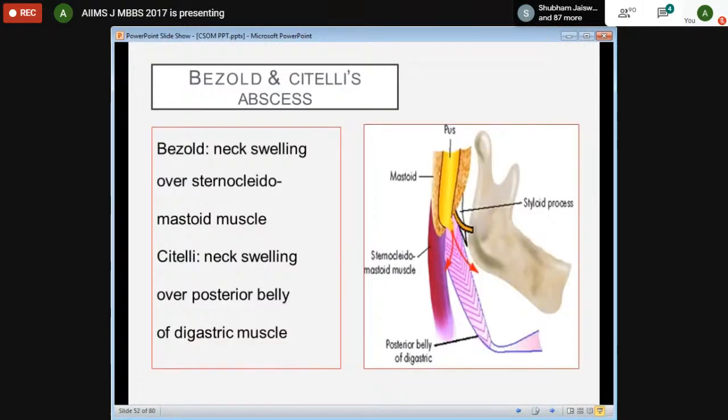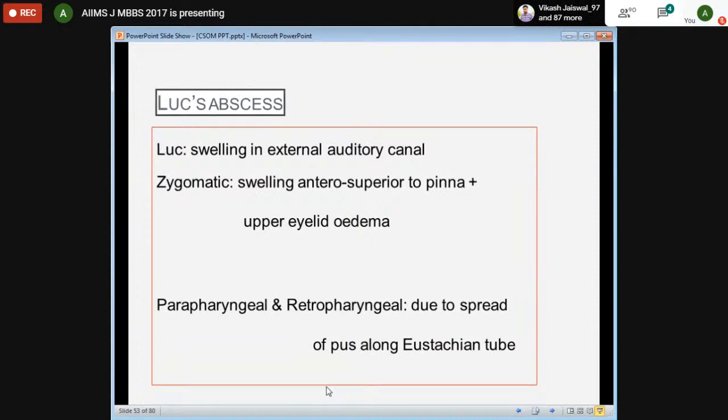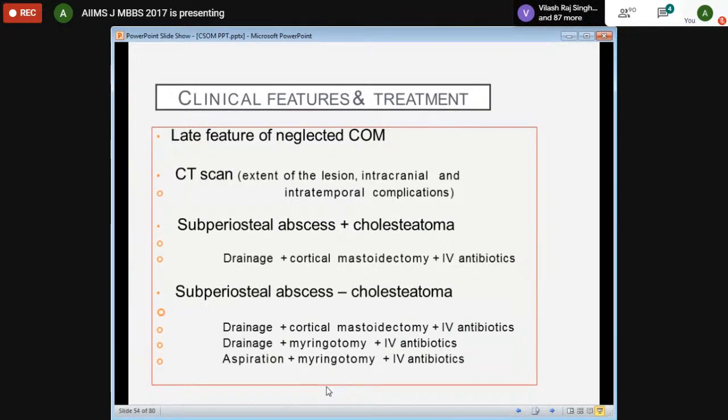And this is the Bezold abscess, as we already discussed. This is the mastoid bone, and if the pus goes into the sternocleidomastoid, it is known as Bezold abscess. If it goes into the posterior belly of the digastric, it is known as Citelli abscess. Luc abscess, zygomatic abscess, all discussed. Regarding clinical features, we should do a CT scan and then do the drainage accordingly.